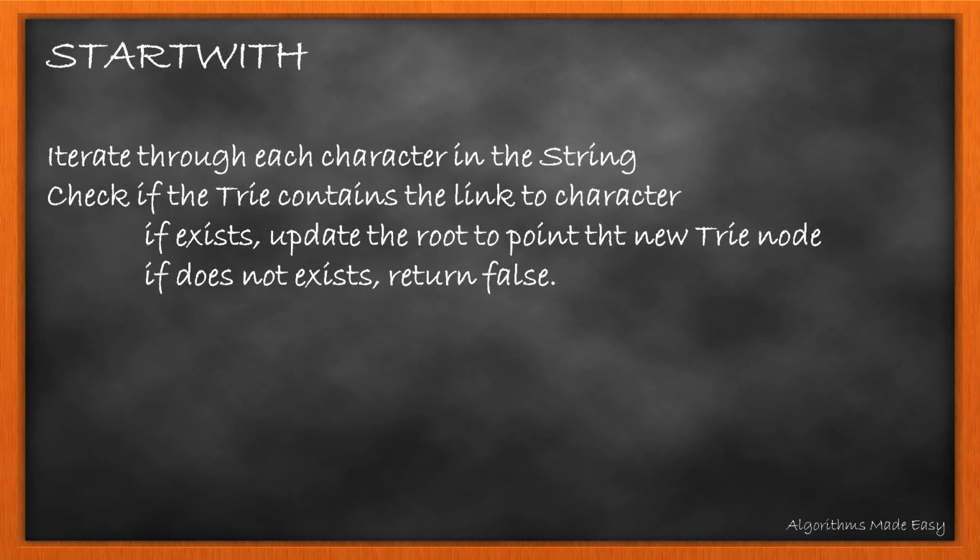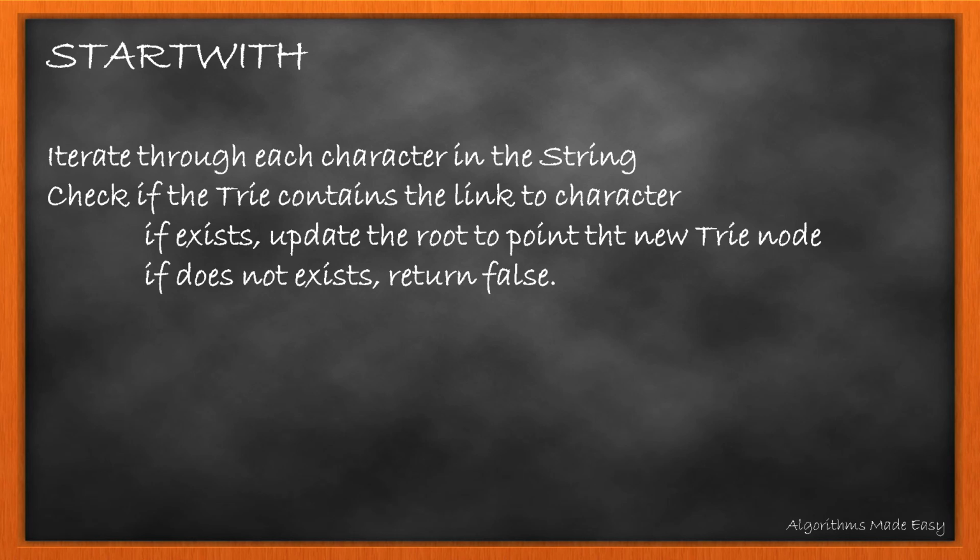Let's try the third type of operation, that is starts with. To find if there exists a word that starts with the prefix given, we will iterate through the prefix and search if this exists in the trie. If present, we return true. If not, we return false. Here, we do not have the end of character special case.